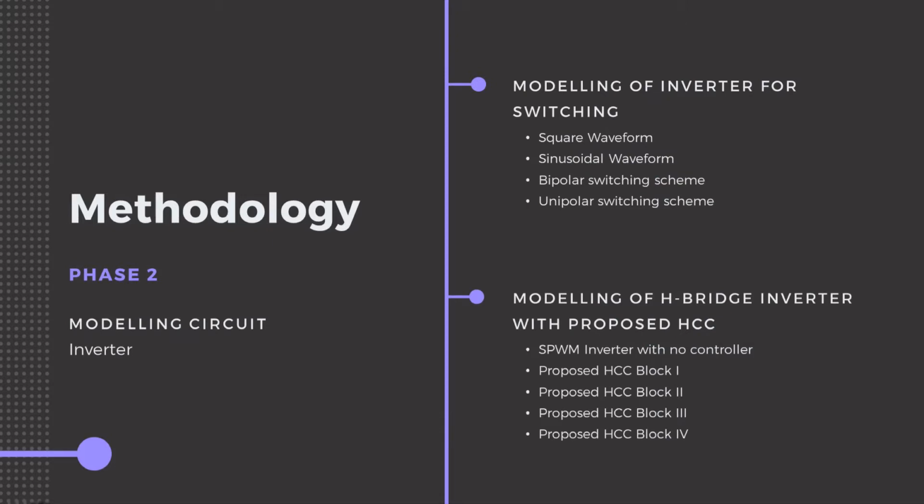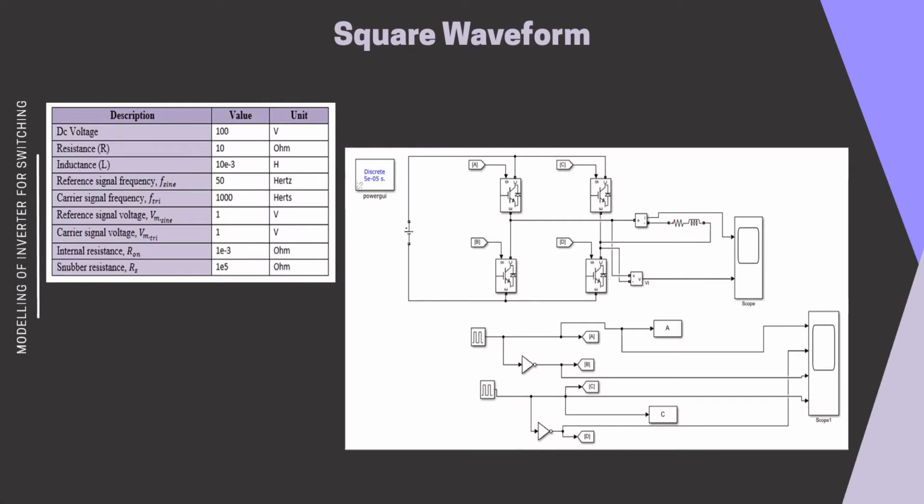Then the second methodology is modeling circuit for inverter. I divided it into two parts, which are modeling of inverter for switching and modeling H-bridge inverter with proposed HCC. The first part is designing the square waveform in Simulink. In square waveform, the pulse generator will be used, so this is the parameter used to set up this square waveform circuit.